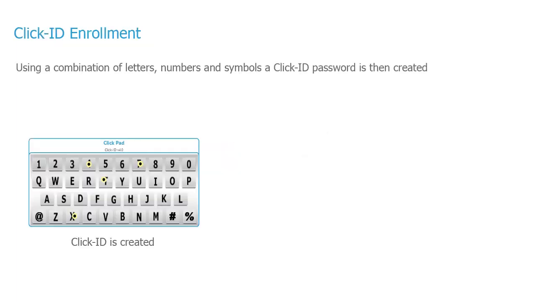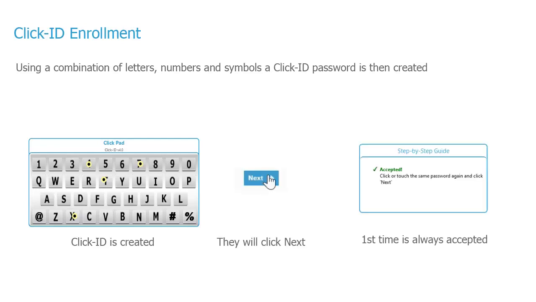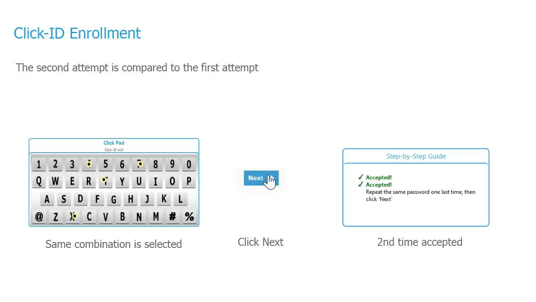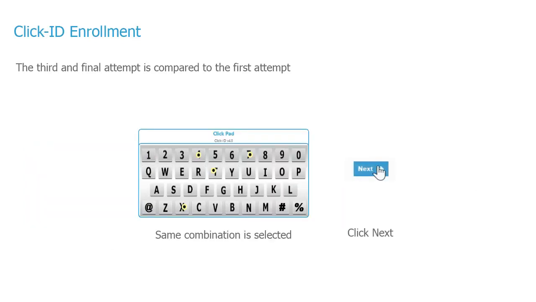Now the student will enroll a Click ID password using a combination of letters, numbers and symbols. The first attempt is always accepted as the baseline. The second attempt is then compared to the first attempt. After the third attempt is accepted, the Click ID profile is established.